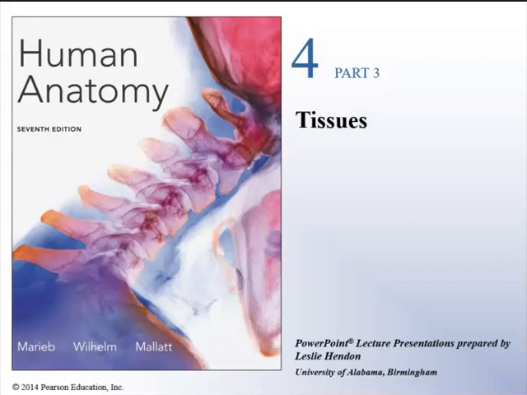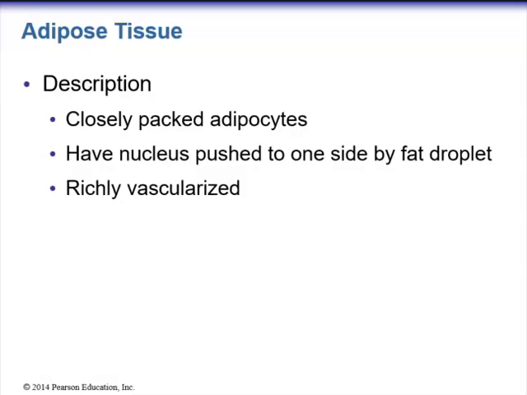Hey everyone, it's Dr. Marcon, and we are continuing on with Chapter 4, Part 2 of Chapter 4 on tissues. So we started getting to loose connective tissue, and another type of loose connective tissue is adipose tissue.